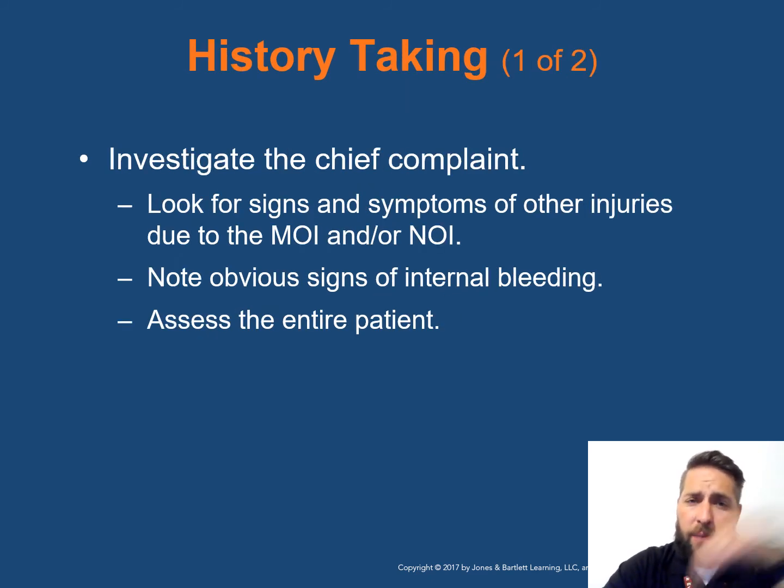History taking, if you're able to. Once you understand what the chief complaint is, what the patient perceives as the chief complaint, then you can start doing your investigation, right? Put on the old investigator hat and start looking into it. Are there other signs and symptoms, other injuries that are due to the NOI or MOI? Are there any obvious signs of internal bleeding, swelling, discoloration? Those could mean there's something going on, and then we need to assess the entire patient.